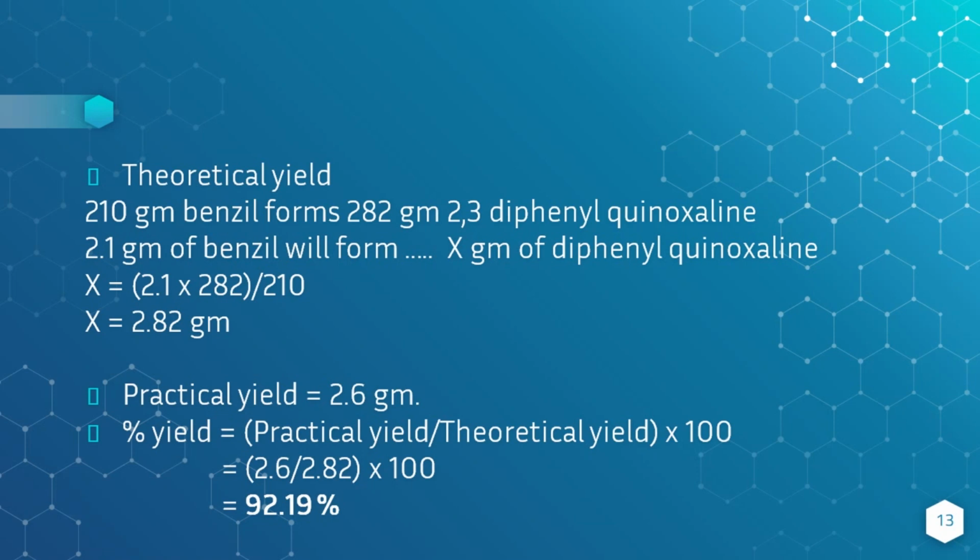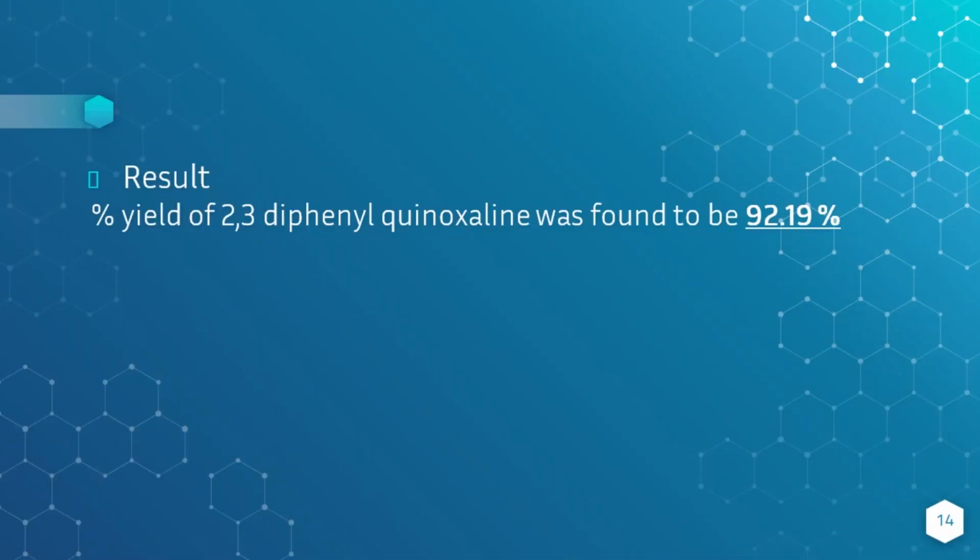Now, practical yield means the product which we have actually got after synthesis, the weight of product which we have got from the synthesis. So, practical yield is 2.6 grams. So, percentage yield can be calculated as practical yield divided by theoretical yield, multiplied by 100. Practical yield is 2.6 grams, theoretical yield is 2.82 grams. Multiplied by 100, we get 92.19 percent. So, the result can be reported as: percentage yield of 2,3-diphenyl quinoxaline was found to be 92.19 percent.